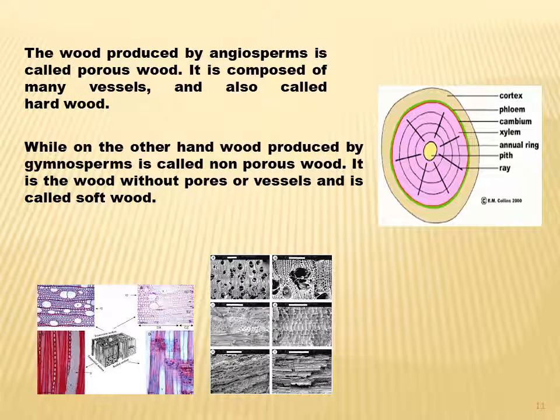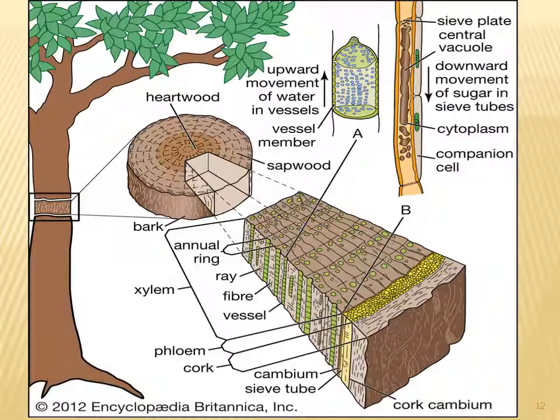On the other hand, wood produced by the gymnosperm is called non-porous wood. So the gymnosperms have non-porous wood. It is the wood without pores or vessels and is called softwood. So the basic difference between hardwood and softwood is that hardwood contains pores and vessels, while softwood is without pores or vessels and is present in the gymnosperms.